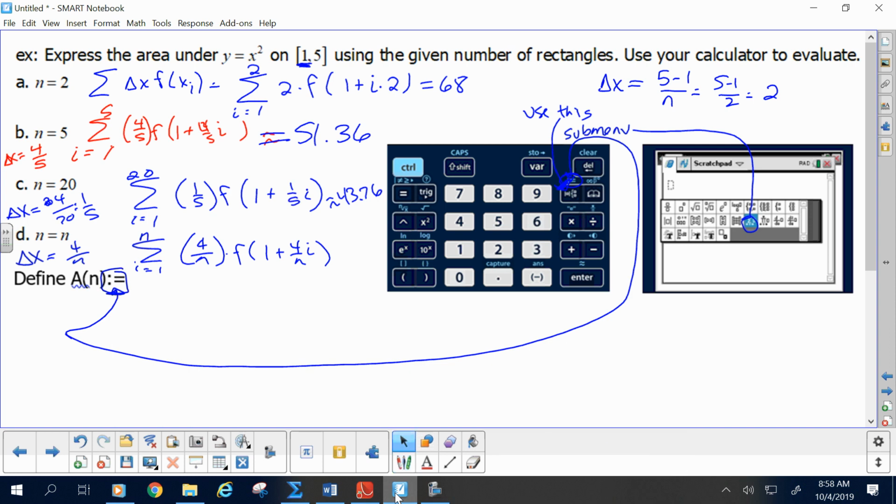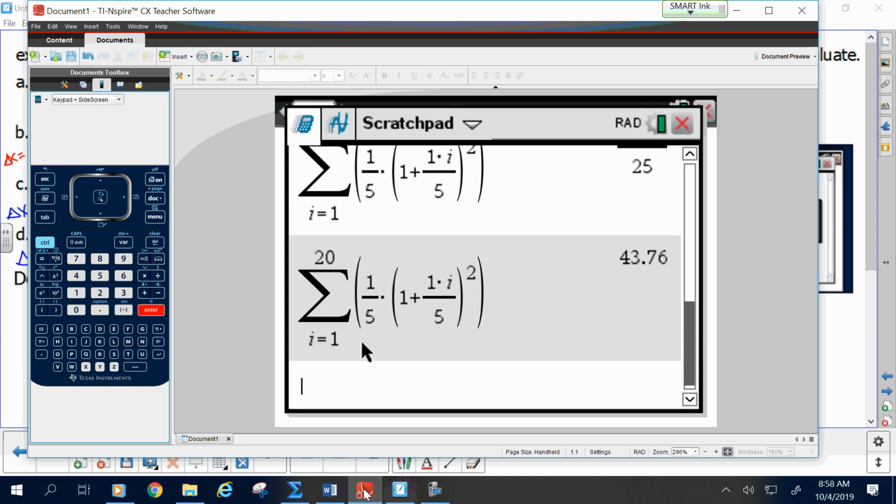Now what I want you to do then is we're going to call this, I can't call it A because I had something stored as A, so I couldn't call it A. But I'm going to go A of n. All right. Now I'm going to do this colon equals, which is to say let this function be defined as.